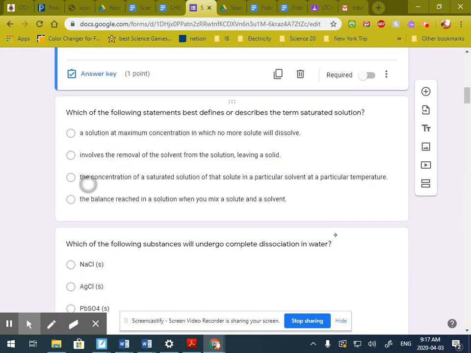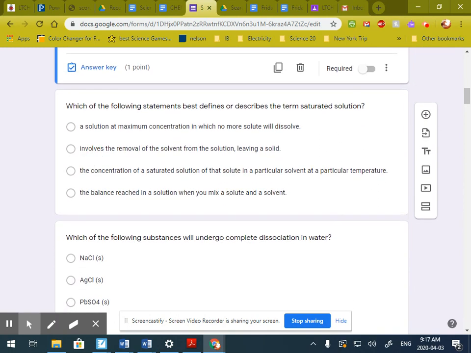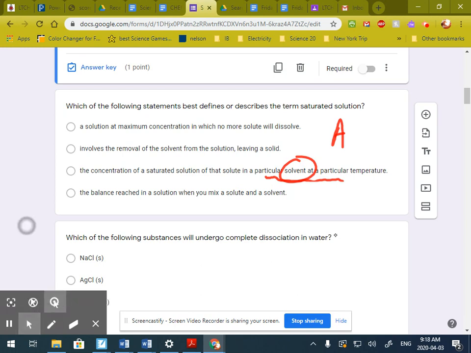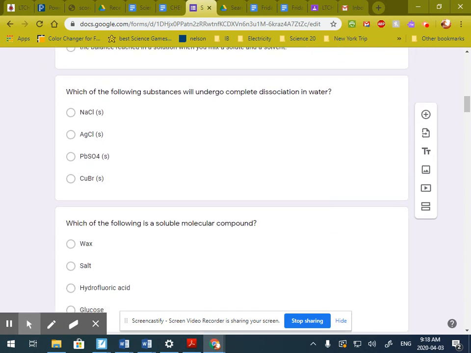Okay, which of the following statements best defines or describes a saturated solution? A saturated solution is simply a solution at maximum concentration in which no more solute will dissolve. This is partially true as well, but it's not a solvent, it's a solution. All right, moving on.